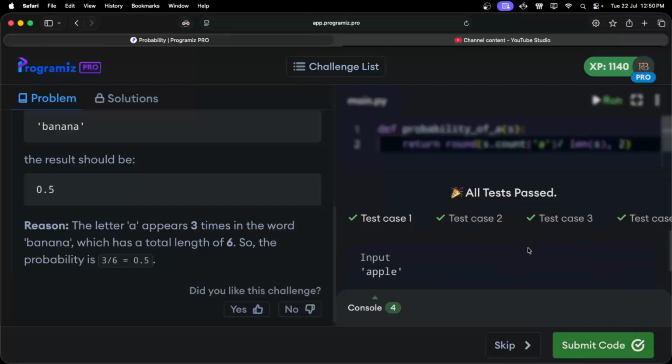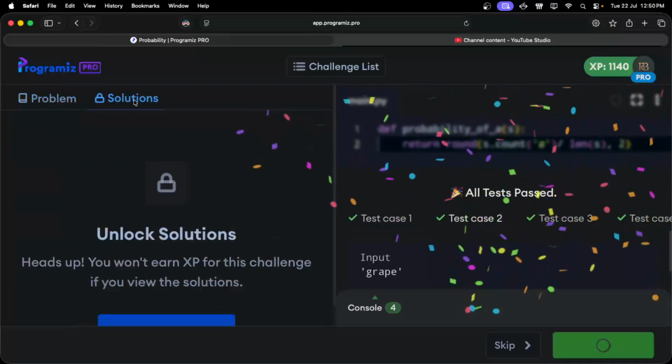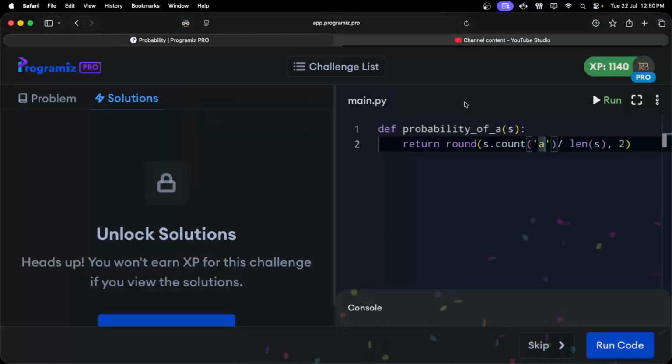Let's see. Okay, great. My string knowledge is good. Okay, so it's great. It's working fine, right? It's working fine. Let's just submit the code. Takes a while sometimes. Let's check out the solutions other people have put in.